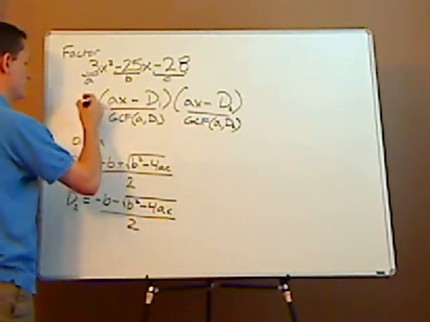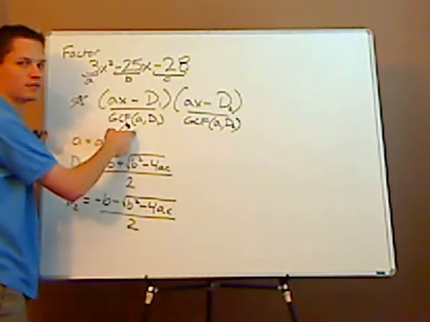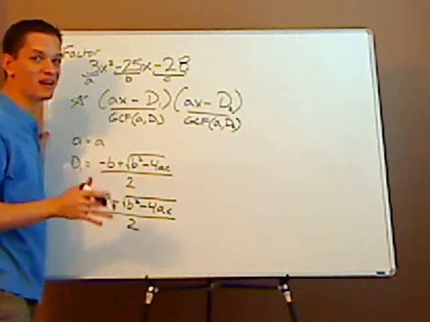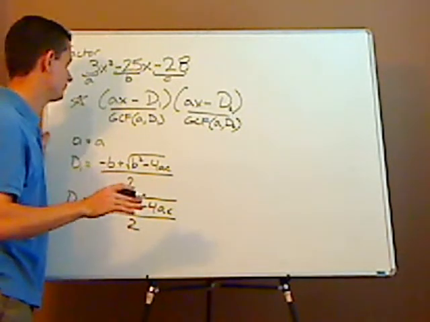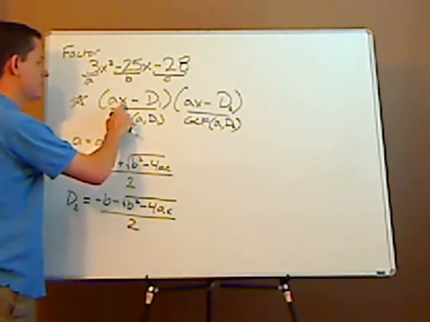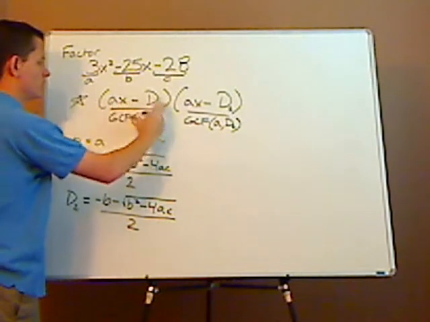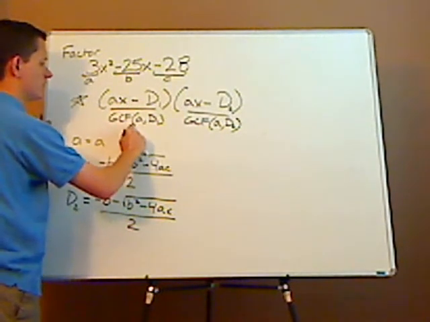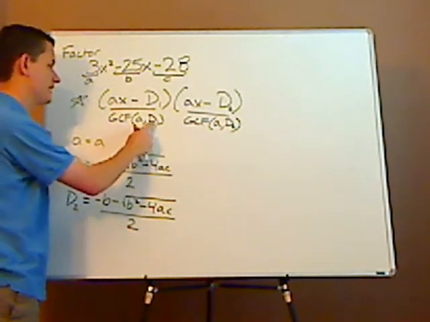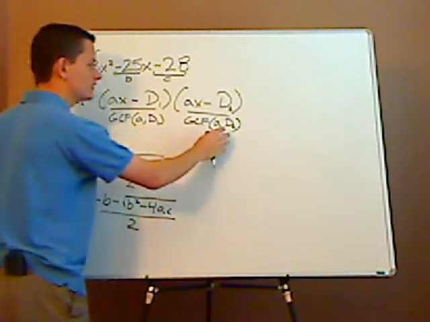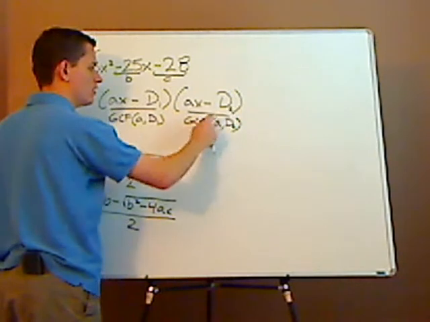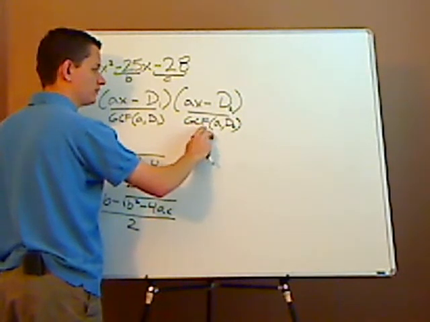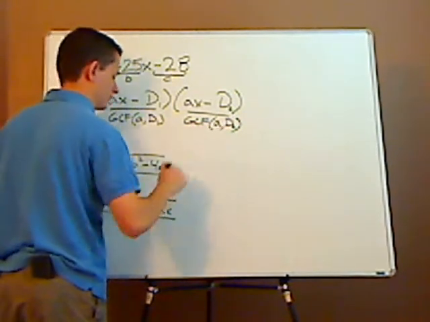Now, this is the formula I'm going to be using, and it looks kind of weird, but just hang in there. Just hear me out. This is (AX minus D1) over the GCF of A and D1. The second set of parentheses is (AX minus D2) over the GCF of A and D2.